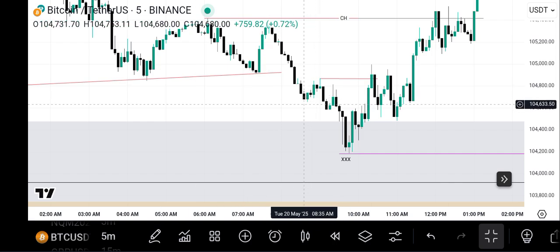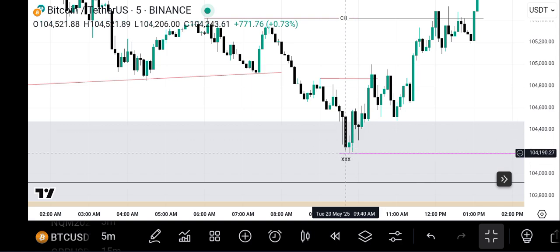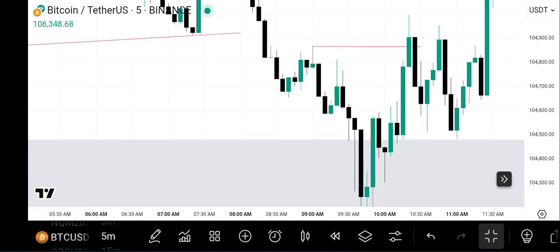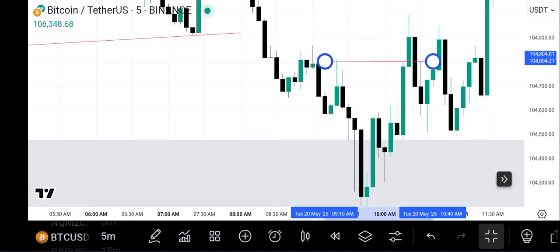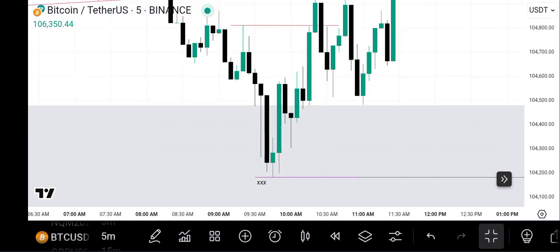Break of structure, down to this level, and then price did what? Gave a shift in market structure at this region here. Price gave a shift in market structure at this region here, guys. So after that, what do we see?